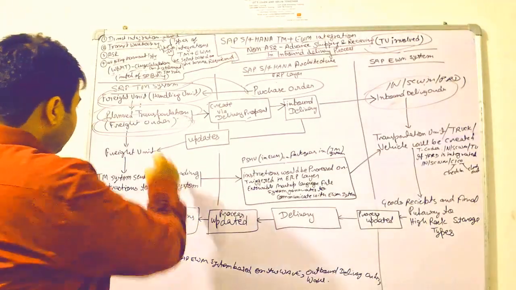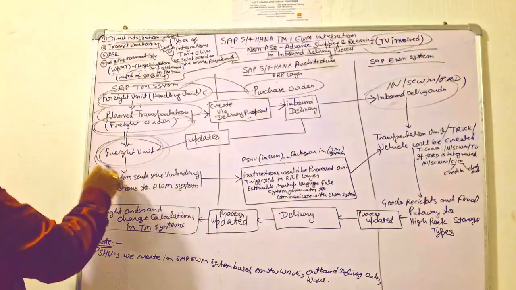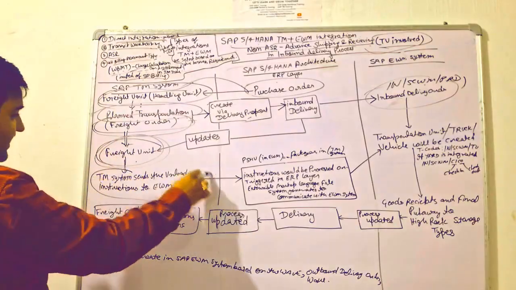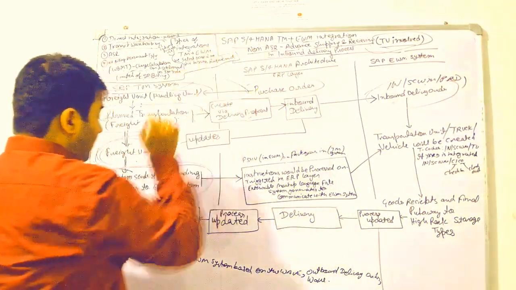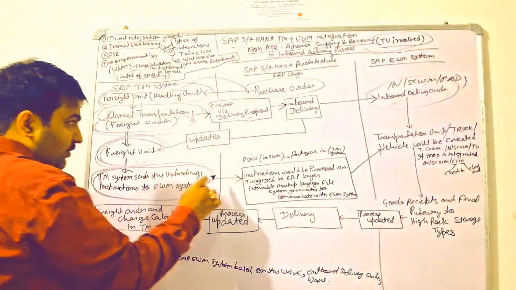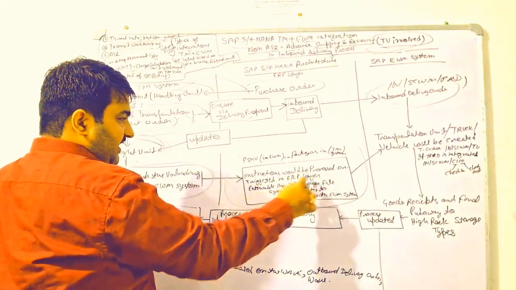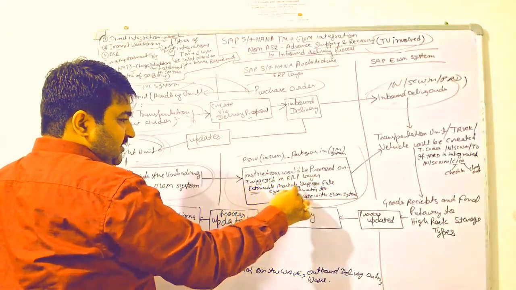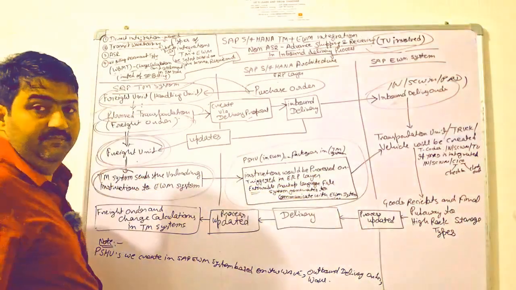So after the freight order, we have the freight unit. When we create the freight unit, the TM system sends the unloading instruction to the EWM system, because we are working with the inbound delivery. The unloading instruction will go the same way. The instruction is triggered in the ERP layer, and an extensible markup language file is generated by the system to communicate with the EWM system.